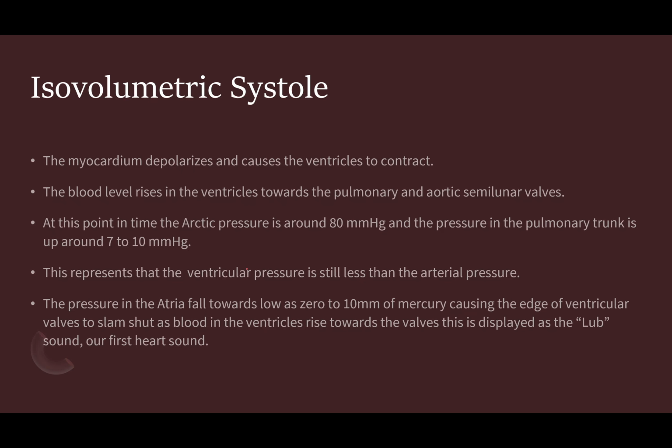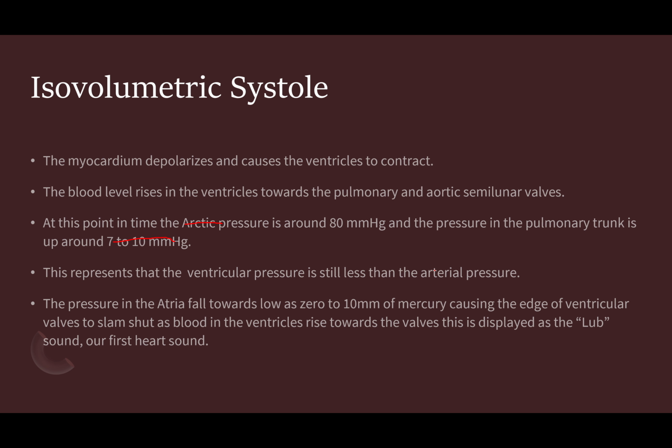And at this point, the aortic pressure, it says arctic pressure, my bad, the aortic pressure, rather, is around 80 millimeters of mercury, and the pressure of the pulmonary trunk is around 7 to 10 millimeters of mercury. This represents that the ventricular pressure is still less than the arterial pressure. Arterial pressure speaks to the pressure in the pulmonary arteries and the aorta.